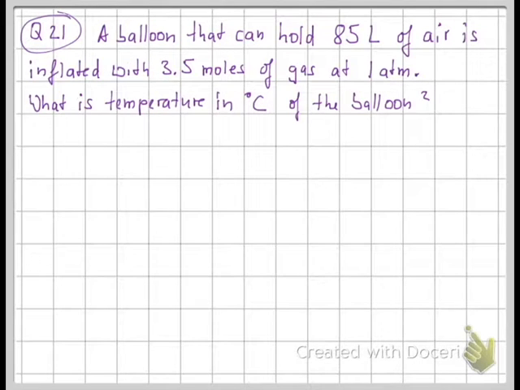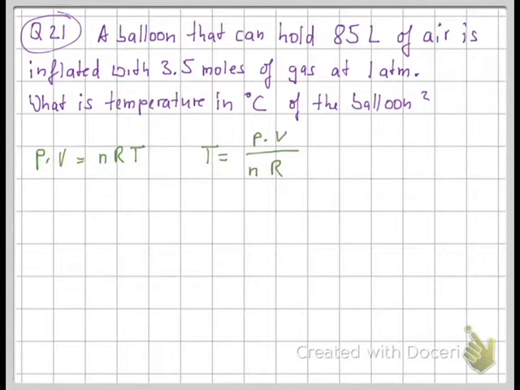This one also deals with moles, so you are going to automatically jump to our favorite equation, ideal gas law, PV = nRT, and we are supposed to figure out what's the temperature in degrees Celsius of the balloon. So we need to solve PV = nRT for T. T equals P times V divided by n and R.